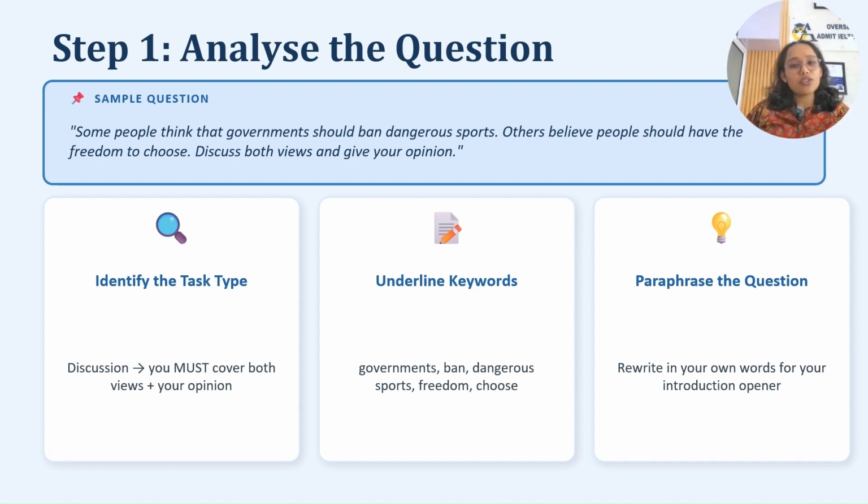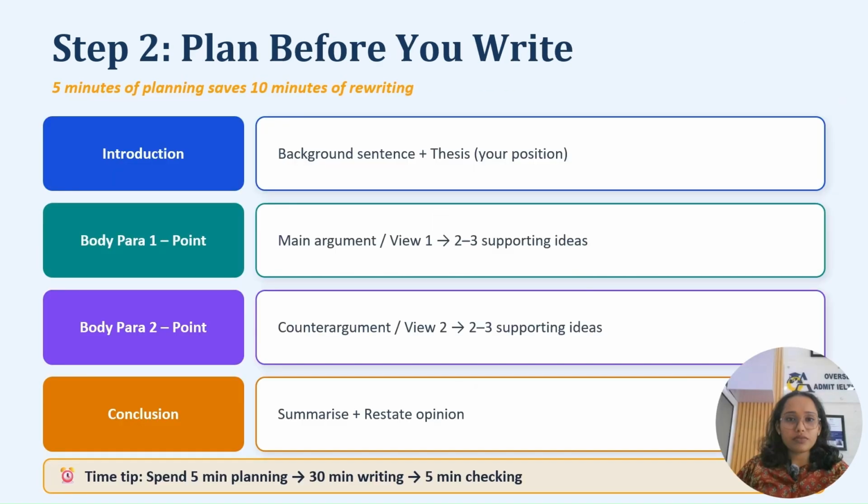Now, here's my question for you. What type of essay is this? Can you identify it? This is a discussion essay. The words give your opinion are extremely important. Why? Because you must do two things. First, discuss both ideas, and second, give your opinion. If you only do one of those, you'll lose marks immediately. That's why analyzing the question is the first thing every band 7 student does.